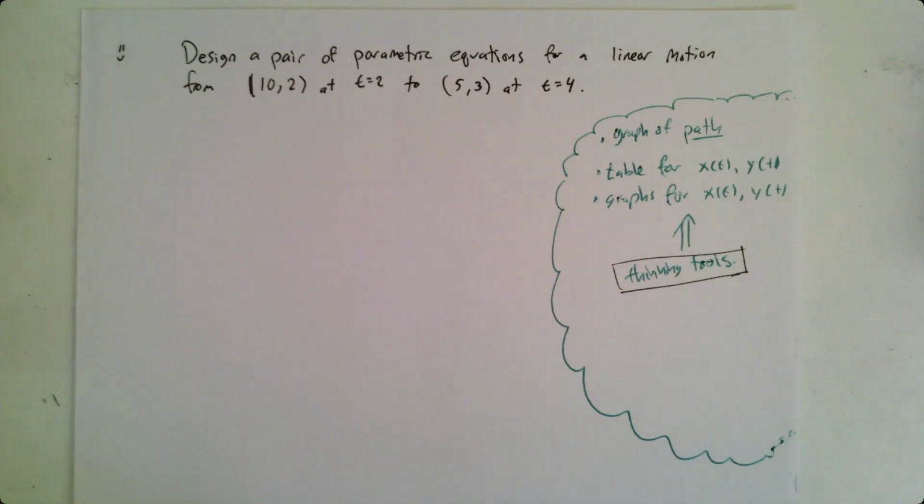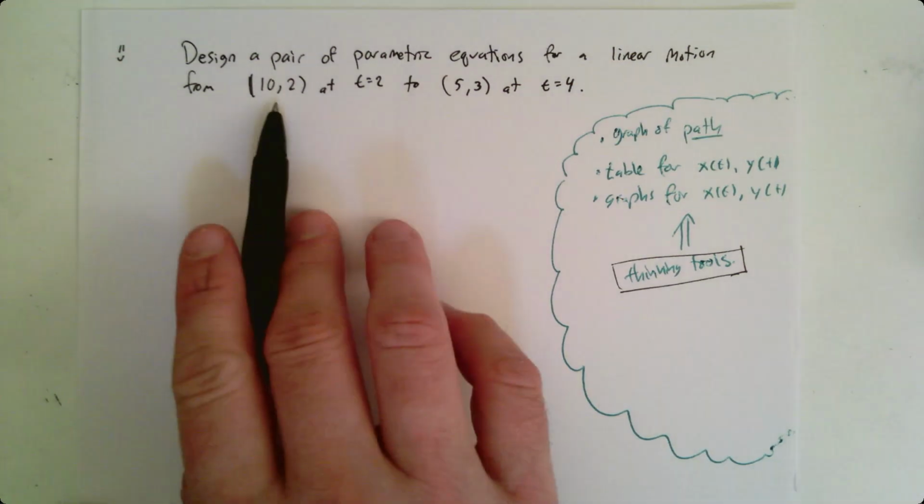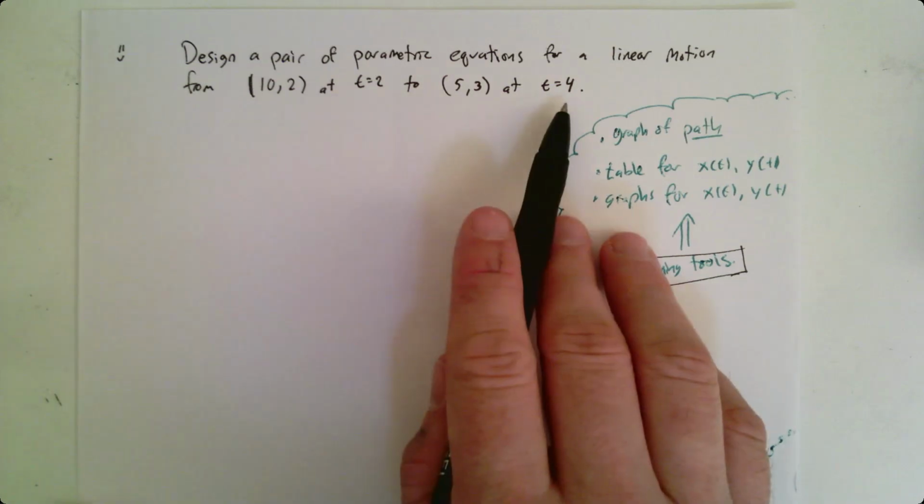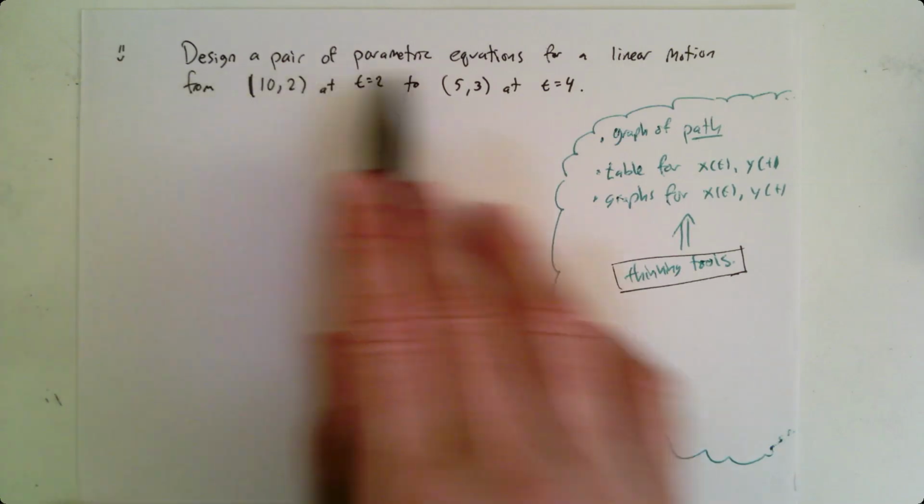Everybody. Let's do a takeaway from Monday. So we talked about linear motion and circular motion. And here's an example of designing a pair of parametric equations for linear motion. What if I want to go from one point to another point between time 2 and time 4? You're supposed to design a pair of parametric equations.